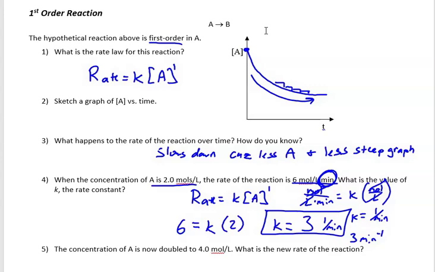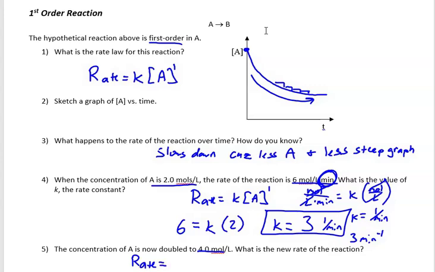but now that we know the rate constant K, we can find how fast the reaction will go for any concentration of A, which could be kind of useful. So if we double the concentration of A to 4, what's the new rate of the reaction? Well, hopefully you realize it's going to be faster. But we're going to just go ahead and plug and chug and see how much faster.